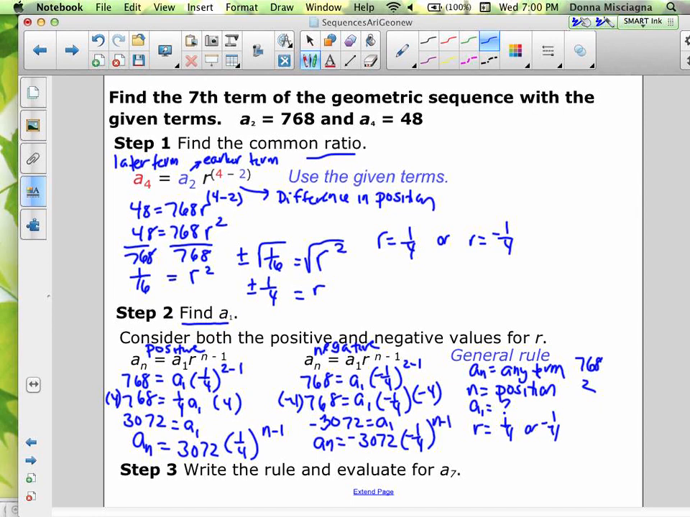So we have two completely different rules, and they both work for that sequence. That's what happens when they're an even number of spaces apart, so that when we take the root, we have two solutions. Let's evaluate both of these for A7. I have that on the next page, all written out, just to save us a little bit of time.